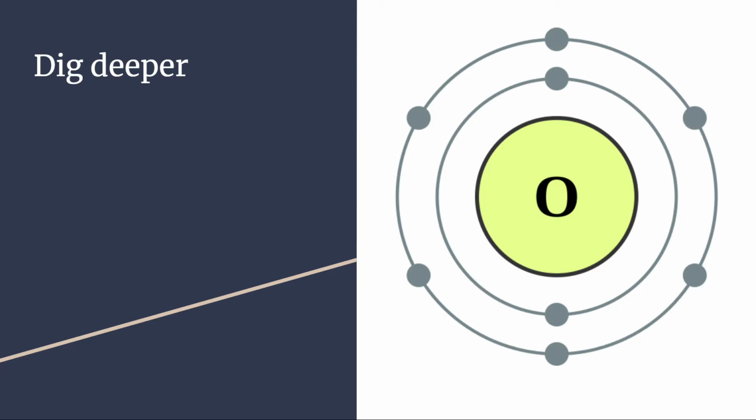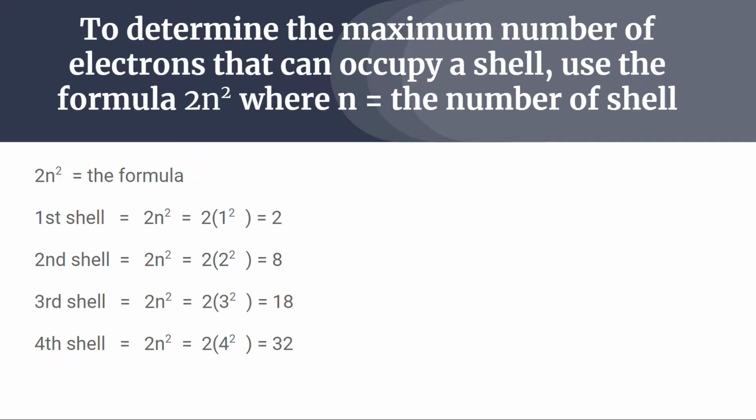Now you might be asking, why don't we have all 8 electrons in one shell? Why do we need to split them up into shell 2, shell 3, shell 4, etc.? Because each shell can only occupy a certain number of electrons, and to determine the maximum number that it can occupy, we use the formula 2n squared, where the variable n represents the number of the shell.